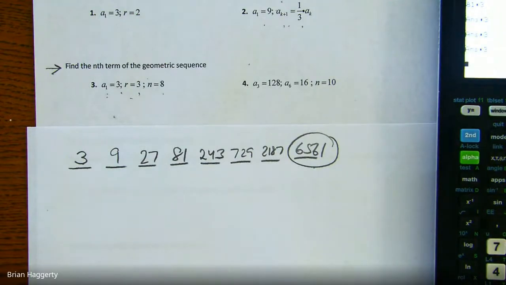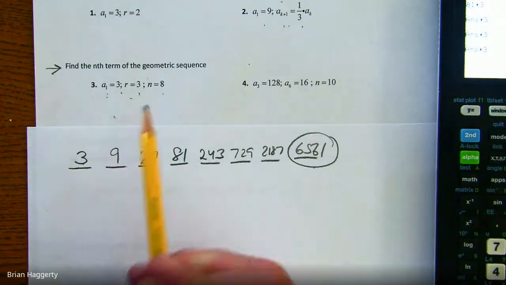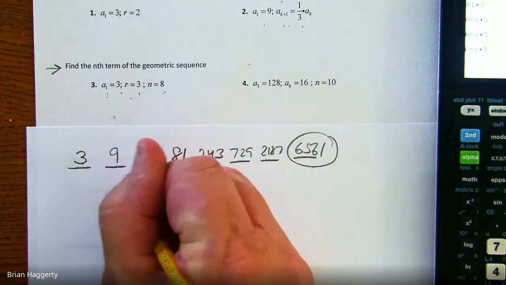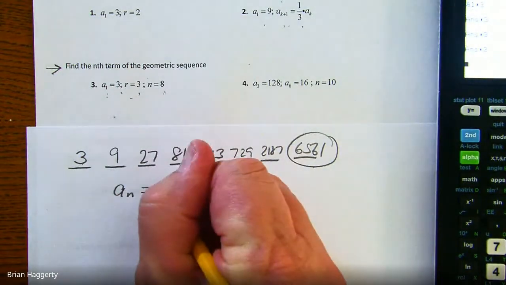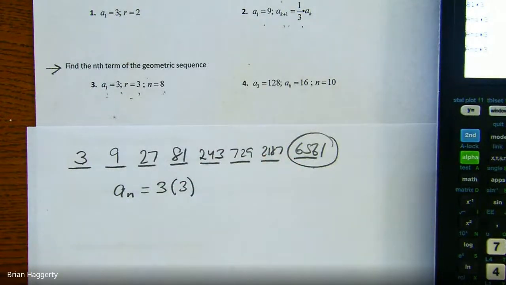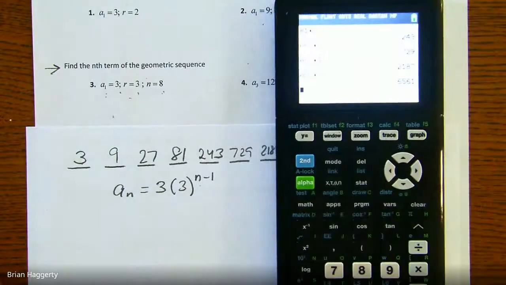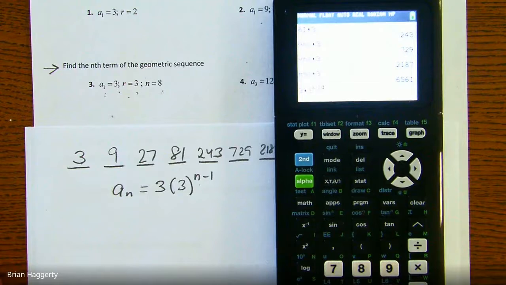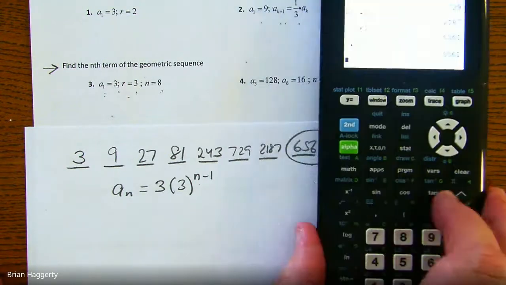All right, if you did decide you wanted to write one, or maybe instead of the 8th term, they asked for the 80th term, the formula would be a sub n is equal to, the first term is 3, the common ratio is 3, exponent n minus 1. Plug in 8. So 3 times 3 raised to the 8 minus 1, and there's your 6561.